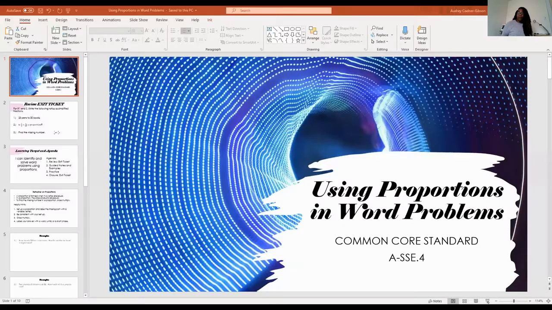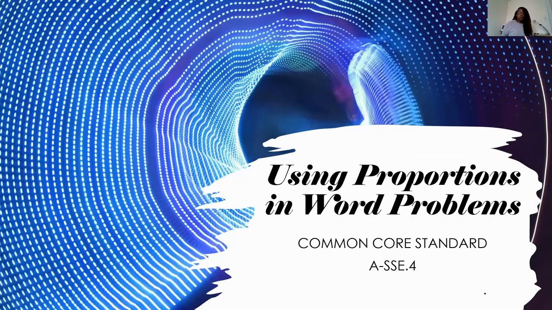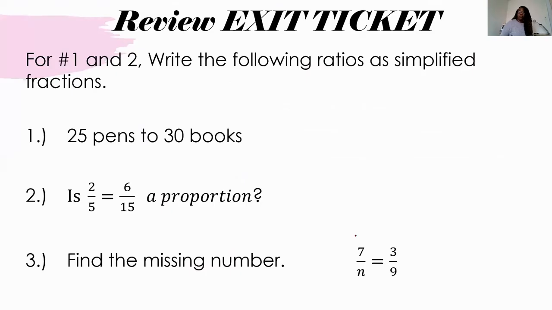So today we're going to work on using those proportions that we did last time, but we're going to do it in word problems. Word problems? I don't like word problems. You're going to be fine, okay? I'm going to break it down to the point that you're not even going to love word problems, but you're going to be like, you know what? I can do this word problem thing, right? So we're going to look at Common Core Standards A-SSE.4, and we're going to look at a review of the exit ticket that we did last time.